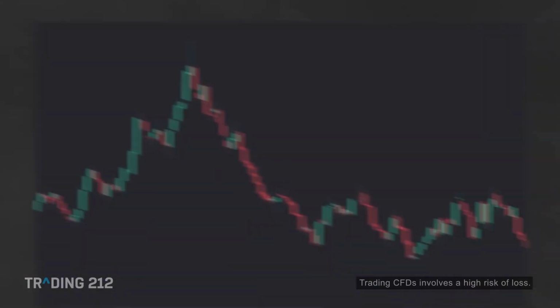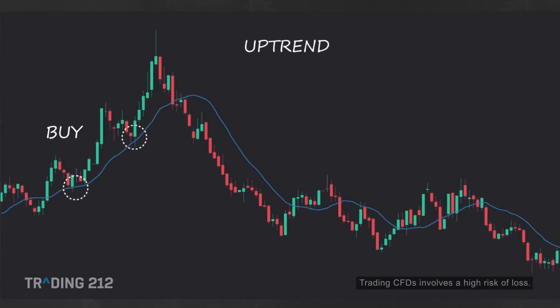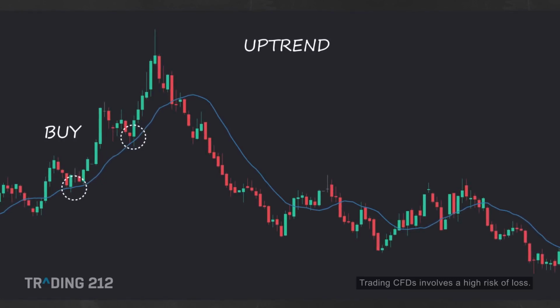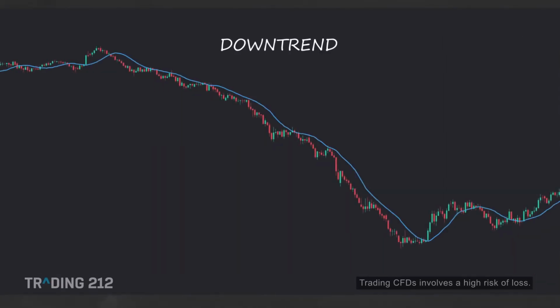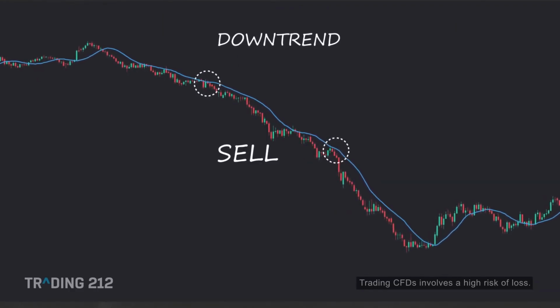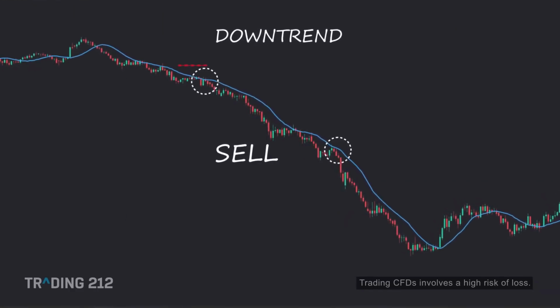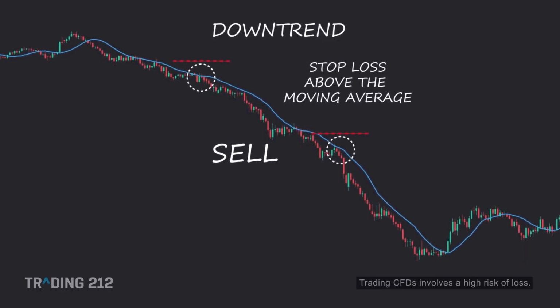In this chart, the price is above the moving average line and acts as support. You could buy and enter a long position when the price pulls back to the moving average line. You could then place your stop loss underneath the moving average. Here we can see the opposite. The price is below the moving average and acts as resistance. You could then enter a sell order when the price retraces to the moving average line and place your stop loss above the moving average.